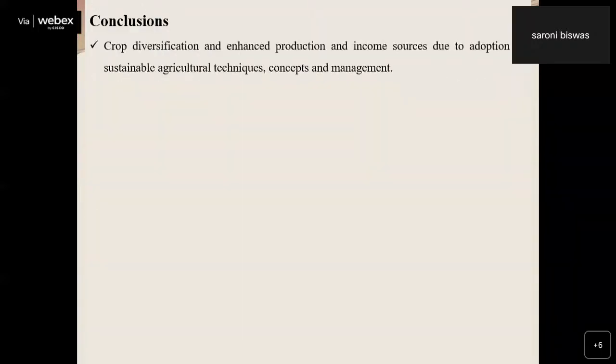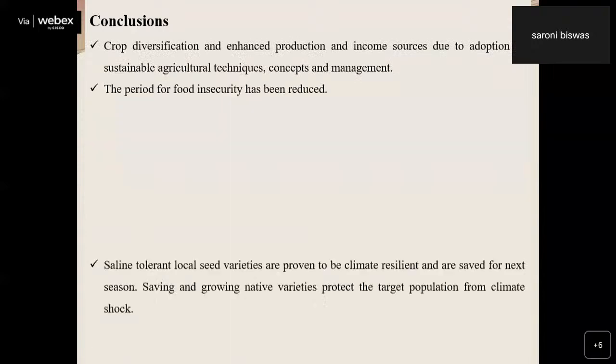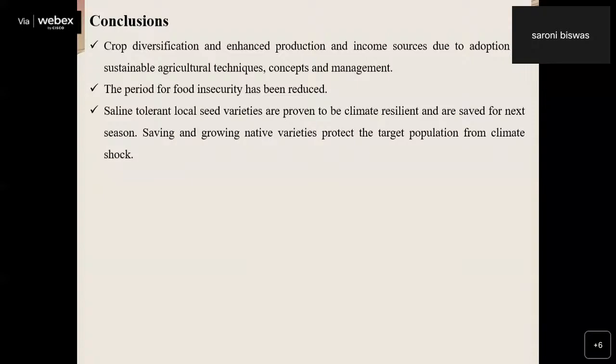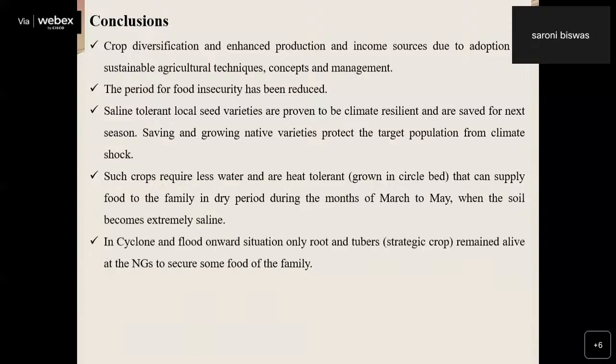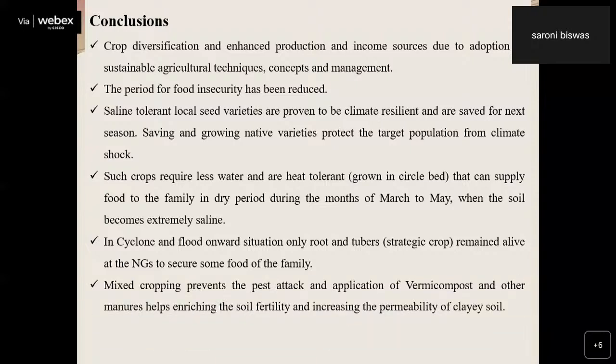And then the conclusions are obviously the crop diversification, enhanced production, food insecurity has reduced, different saline tolerant seed local varieties are proven to be climate resilient. They also require very little water and are heat tolerant. And during the time of cyclone or flood situation, roots and tubers remain alive. And also the people who are having the floating garden are getting the supply of food for a certain time period. Mixed cropping prevents pest attack, and the application of organic vermicompost or manures is helping in lowering the compaction of the soil.